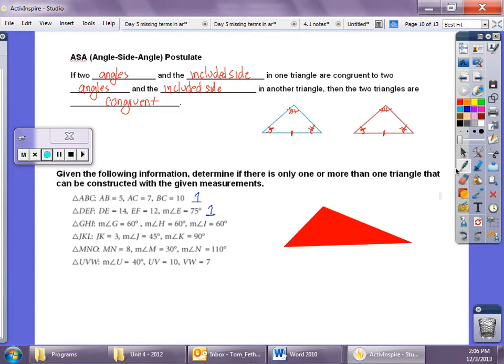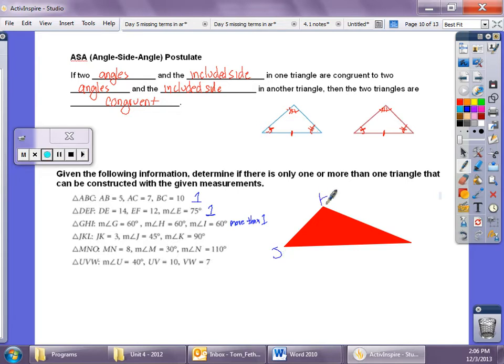So now we have GHI. Angle G is 60 degrees, angle H is 60 degrees, angle I is 60 degrees. Do we know how long any of those sides are? So this can be more than one. We don't know how long any of those sides are.